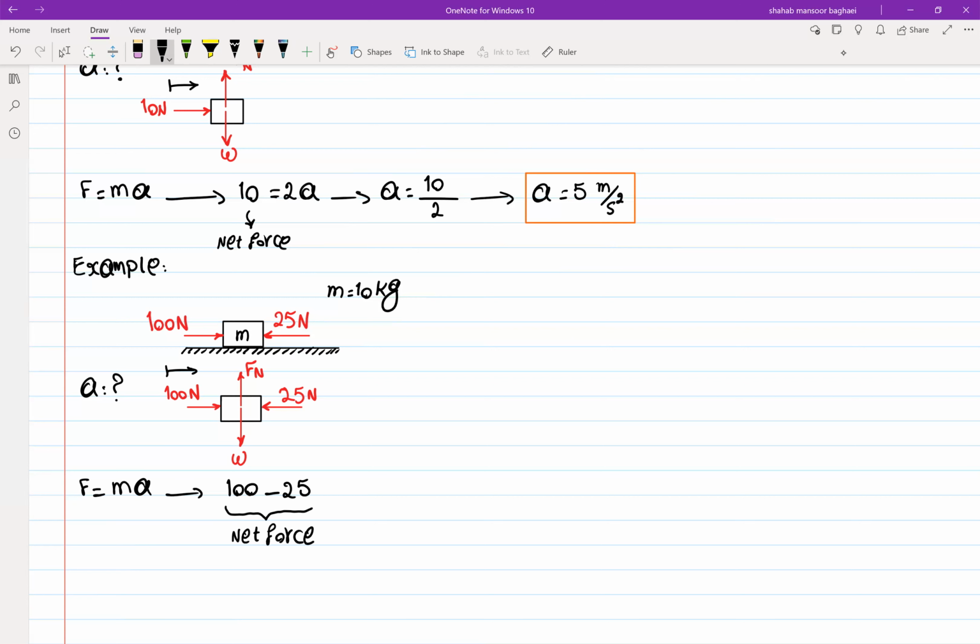And I told you, according to Newton's second law, net force will generate acceleration. Therefore, it is your net force on the left side equal to mass, 10 kilograms, times A. Therefore, 75 equal to 10A. You can find A. A is 75 divided by 10, which is 7.5 meter per second square. Solve the question.